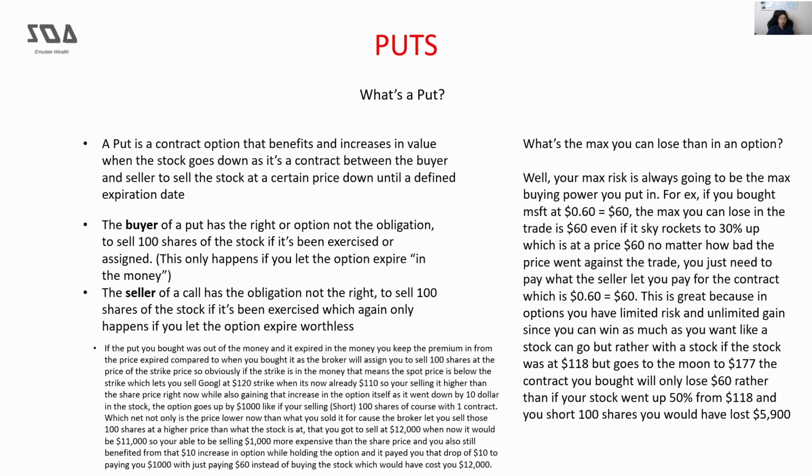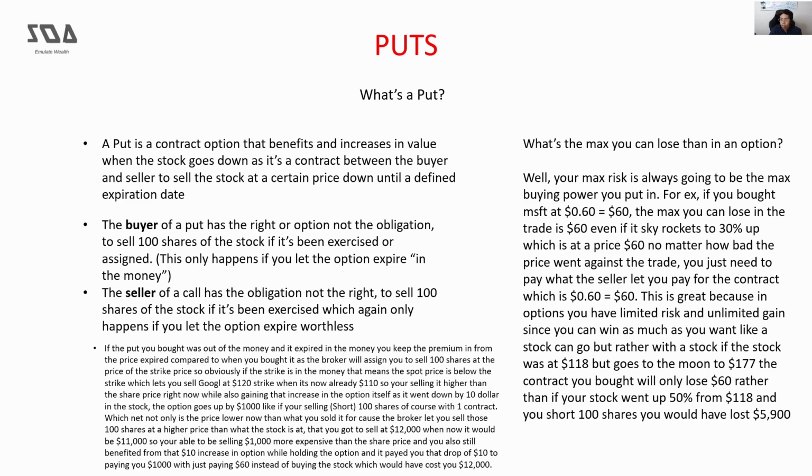Remember, you're shorting. You want the price to go down in order to buy it lower. So you're able to be selling $1,000 more expensive than the share price, and that person will definitely buy at that price because they're obligated. And you also still benefit from that $10 increase from going down an option. While holding the option, it paid you that drop of $10, to pay you $1,000, with just paying $60 instead of buying the stock, which would have cost you $12,000.